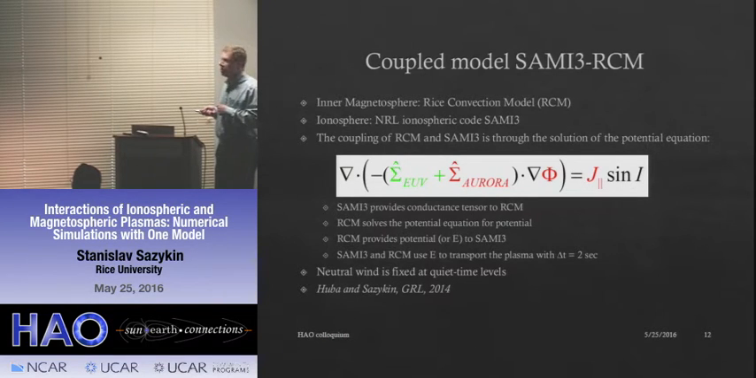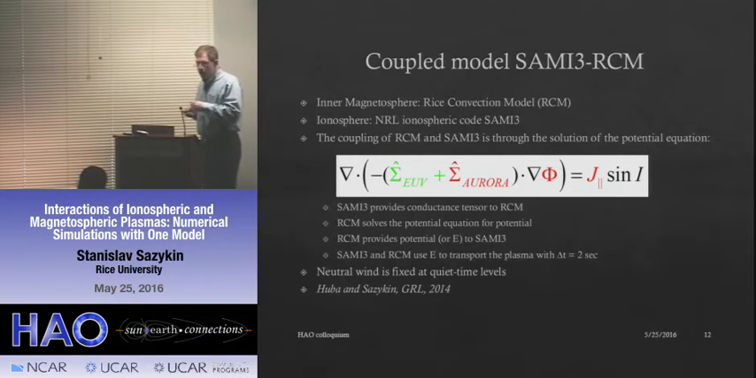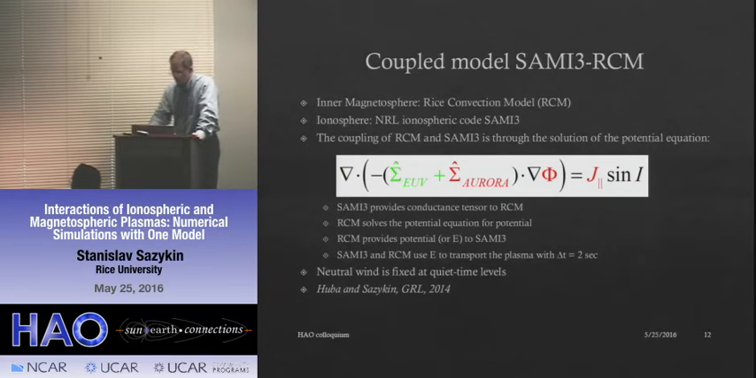by both models. It's used by the Rice Convection Model to advance the particles in the inner magnetosphere, and it is used by SEMI-3 to do perpendicular transport in the ion velocity equations. The time steps are about the same. So what you do is you basically just walk the two sets of equations along with the same time step. And you don't have to subcycle or do anything else.